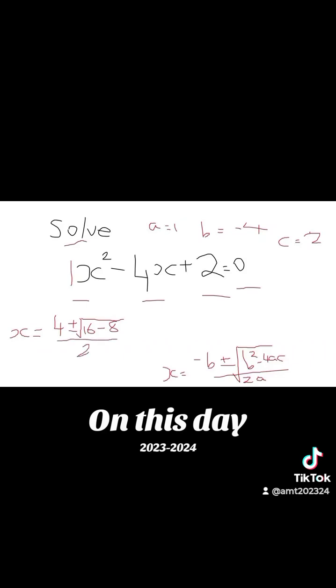I can obviously simplify it and plug it into my calculator, one with a plus, one with a minus. You have 4 plus or minus the square root of 8 all over 2. When I plug this into my calculator, what are we going to get? Just give me 1 second to get my calculator.